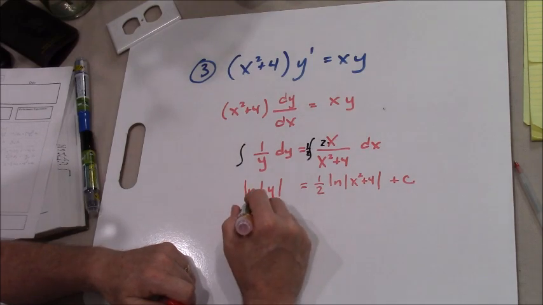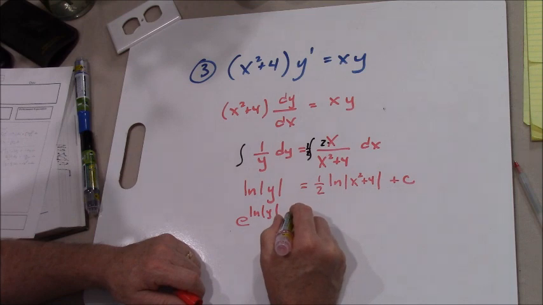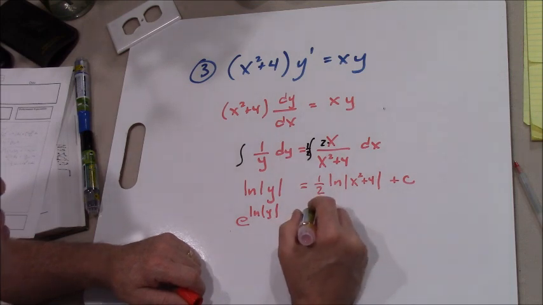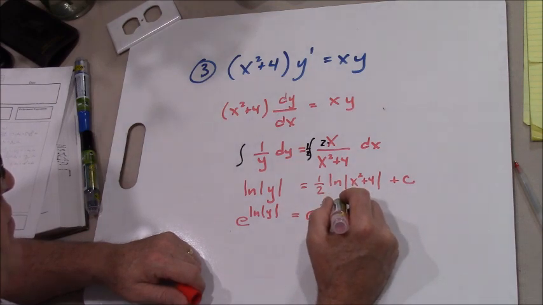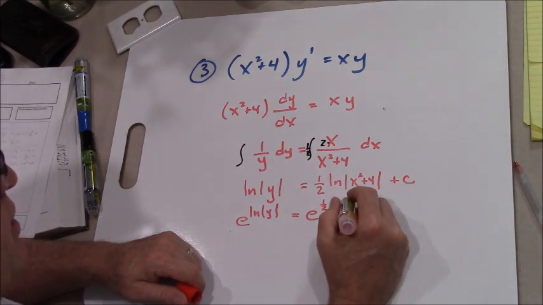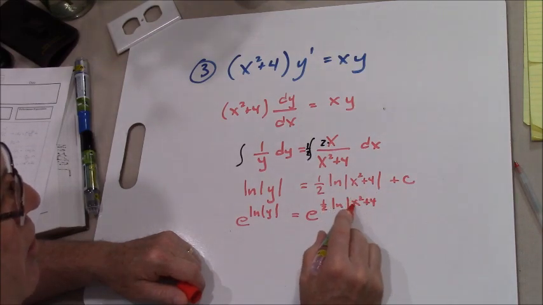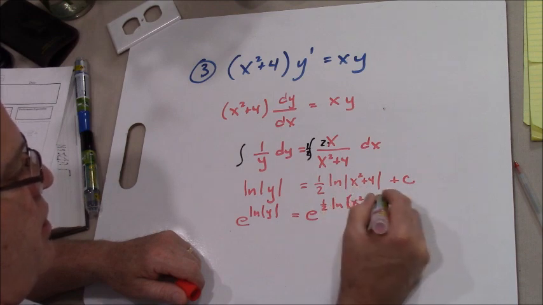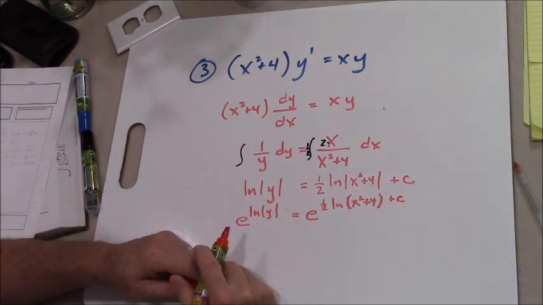So when I exponentiate both sides, it would look like this. I would have e raised to the natural log absolute value of y. That equals e raised to the 1/2 times natural log absolute value of x squared plus 4, which is always going to be positive, so really we don't need the absolute value signs there, and then plus c.